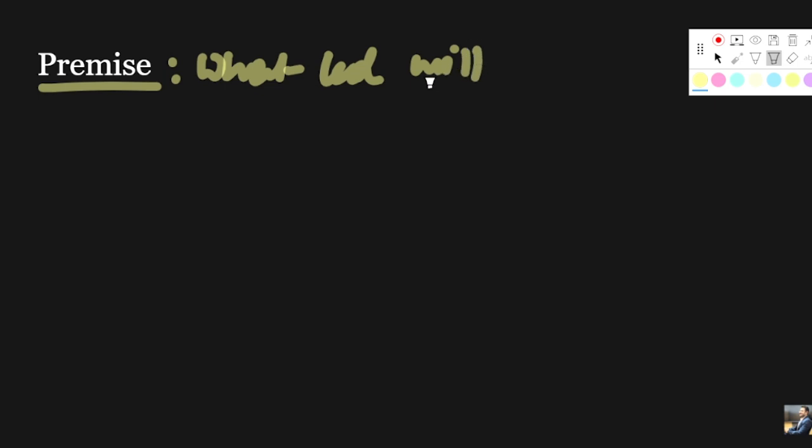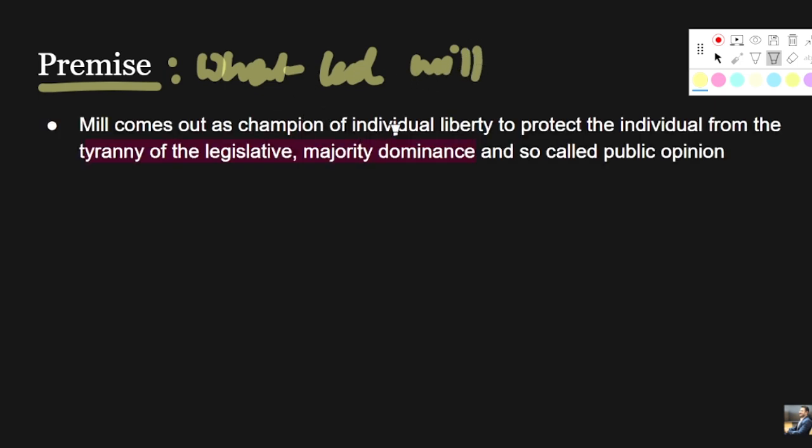So let's get started with the premise. What is the premise? Premise is basically what led Mill to devise his idea on liberty. Mill comes out as a champion of liberty to protect the individual from the tyranny of legislative majority dominance and so-called public opinion. Again, where is this particular idea emerging from, right?